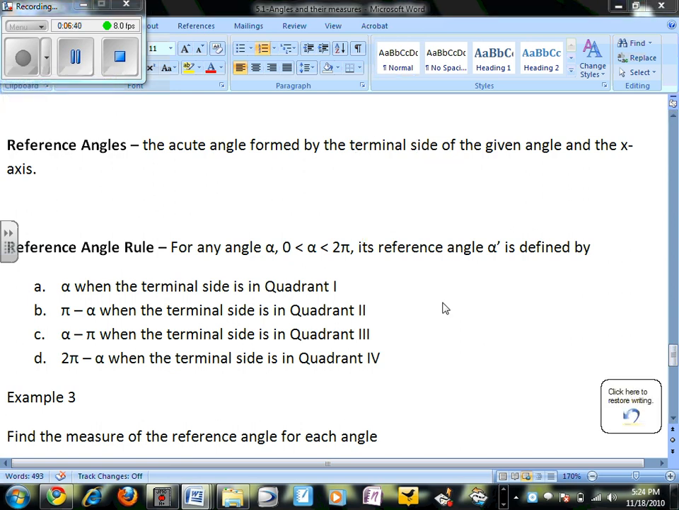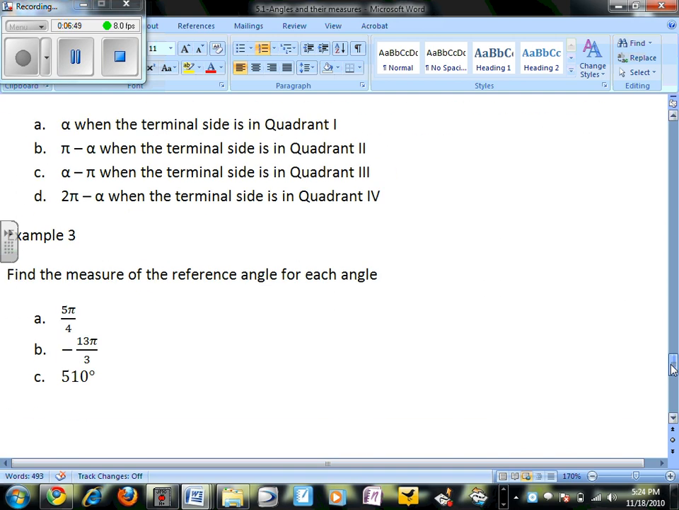What I just described is the reference angle rule that I sent you. If that doesn't make too much sense to you, don't worry about it. As long as you understand what I just said, you'll be just fine.